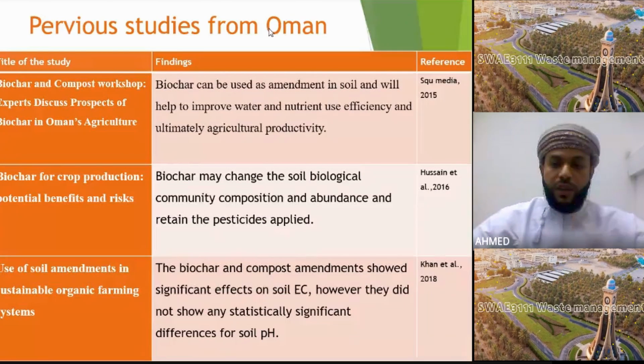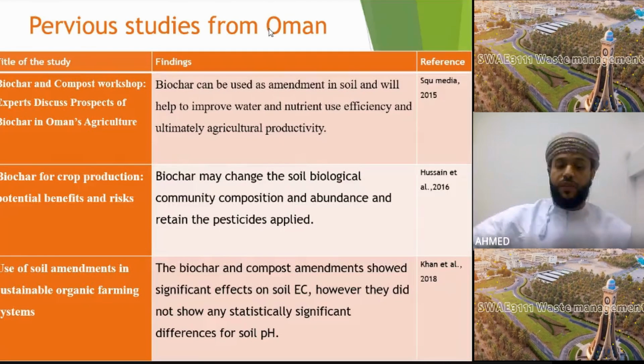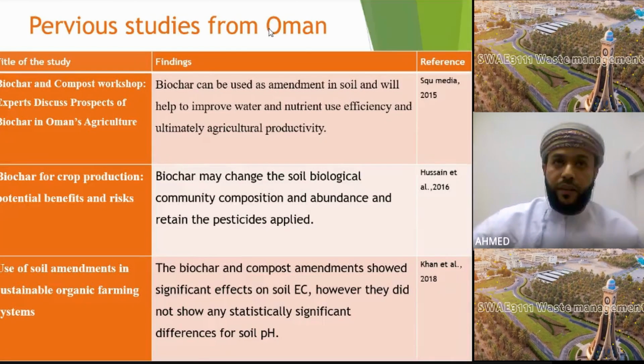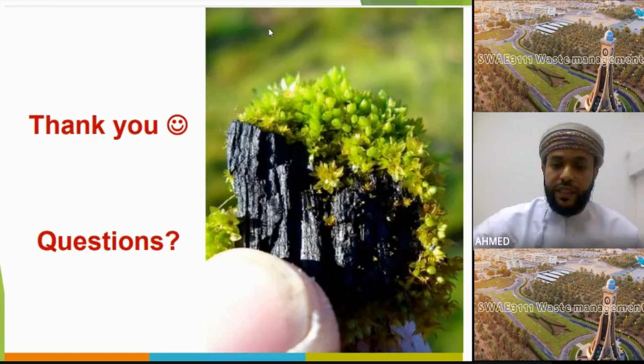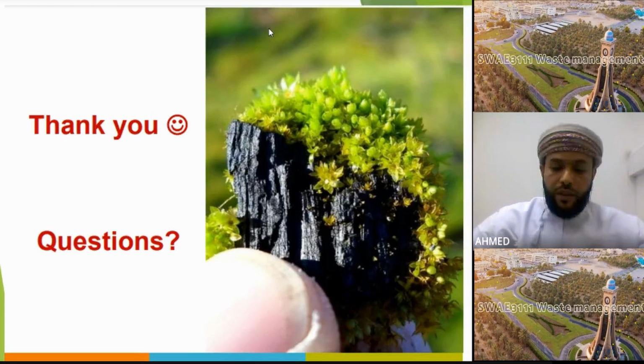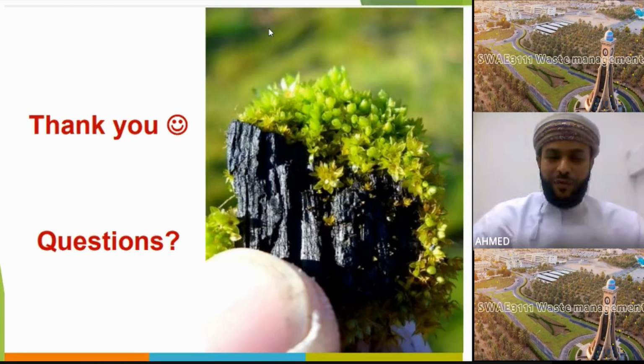The biochar and compost amendment showed significant effects on soil electrical conductivity. However, they did not show any statistically significant differences for soil pH. So are there any impacts of biochar, and can we benefit from this stable carbon? Do you think that converting organic waste to stable carbon is more beneficial to our country and our world? Of course there are many benefits, and the study is still running to get more information about this stable carbon. Thank you for your attention, and I hope it was a more informative presentation.